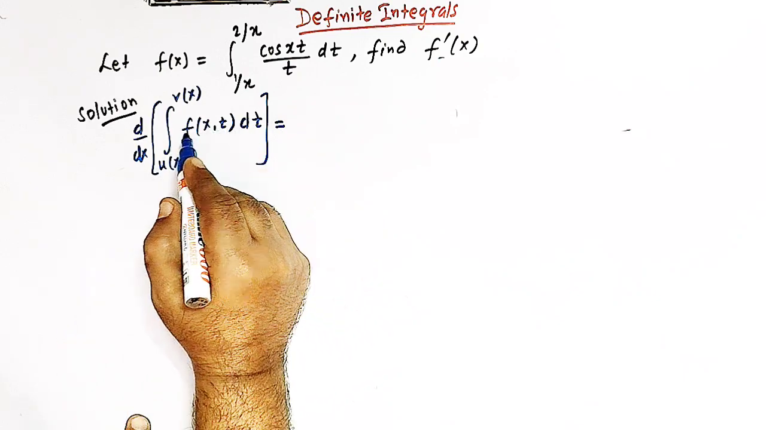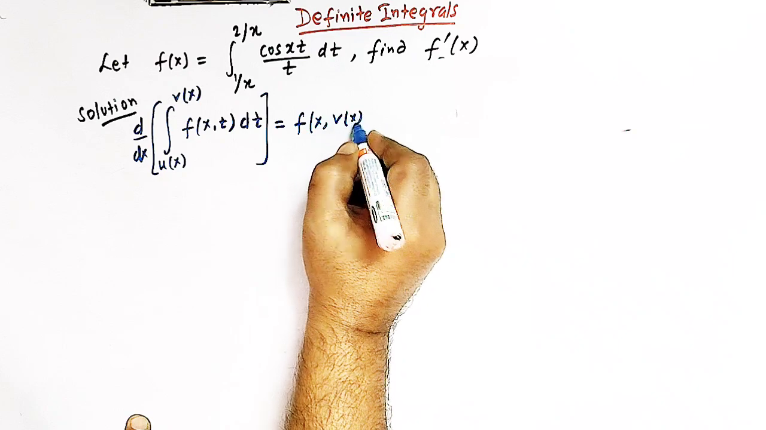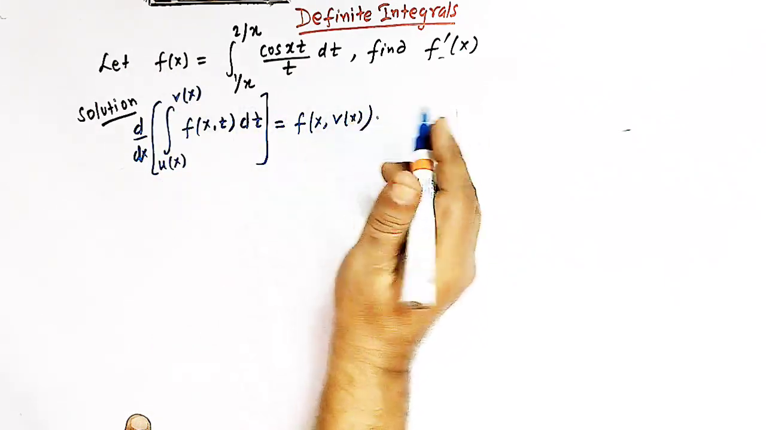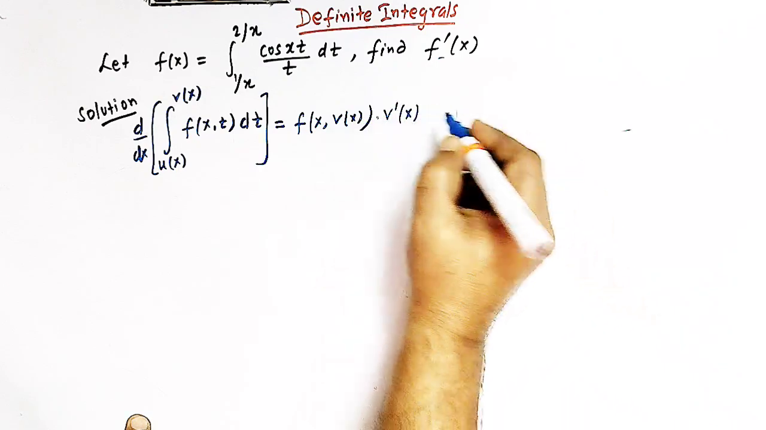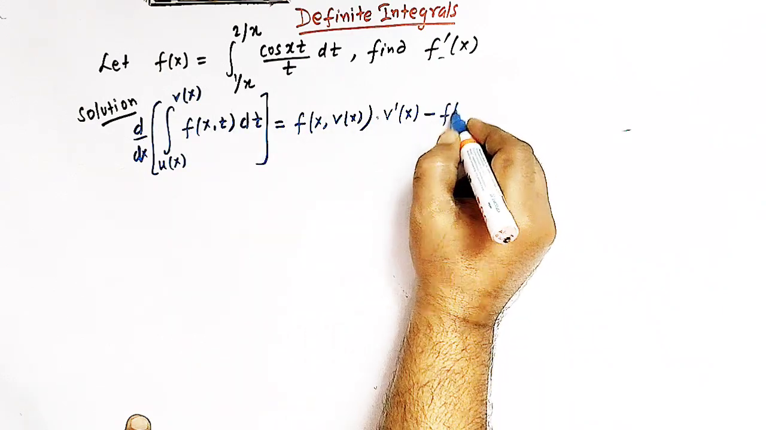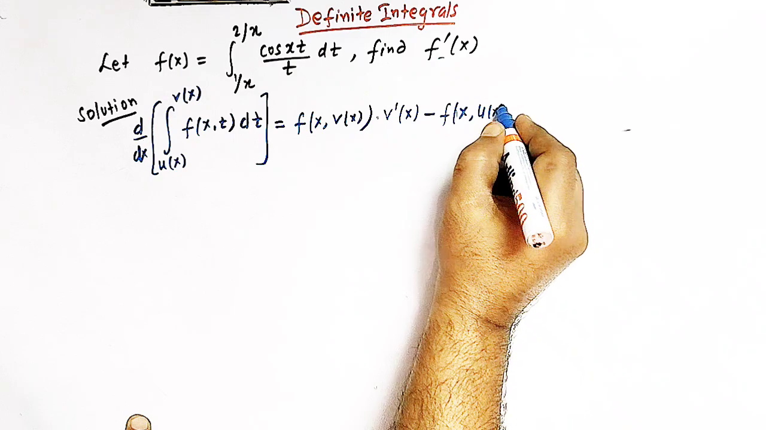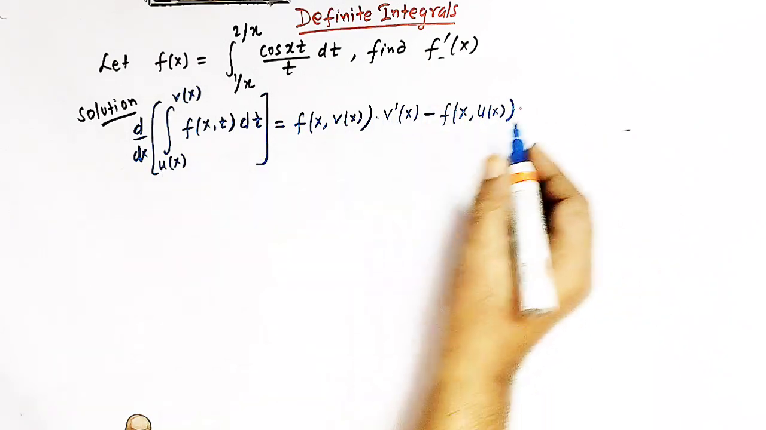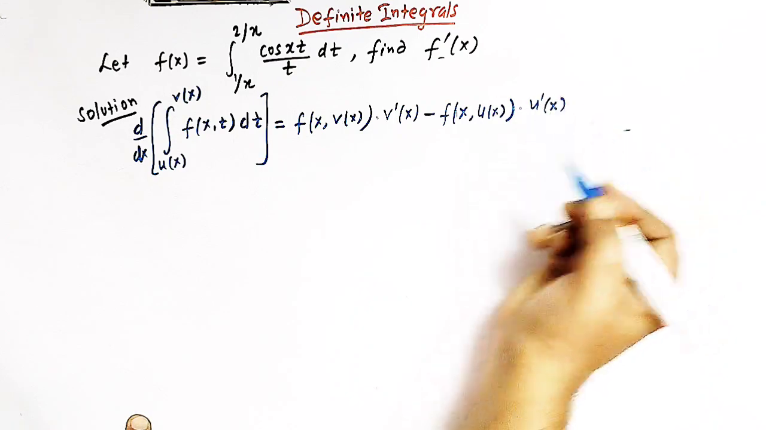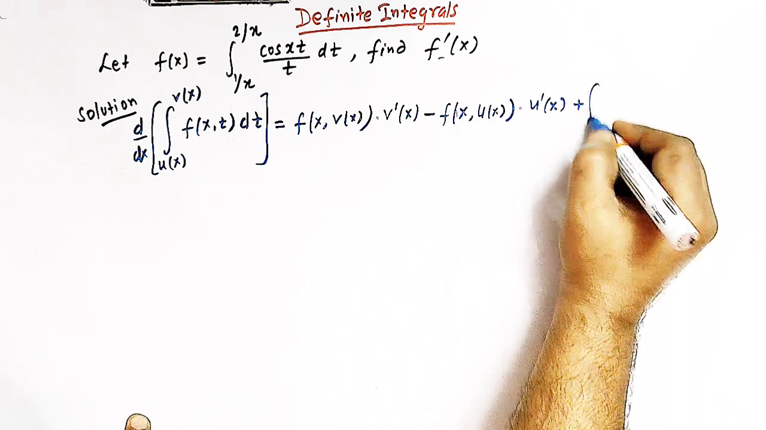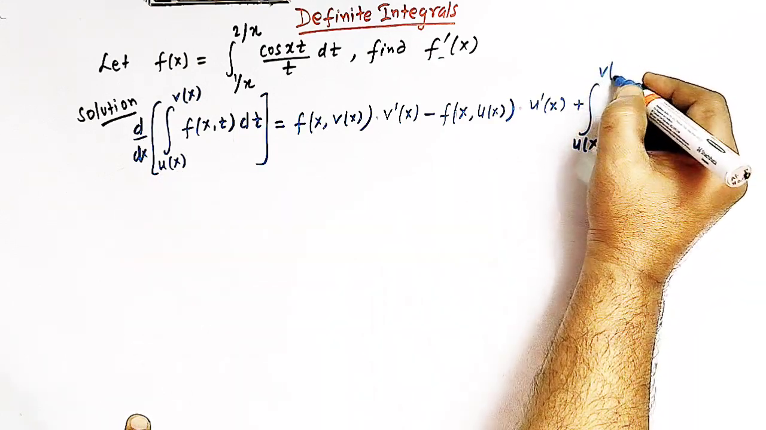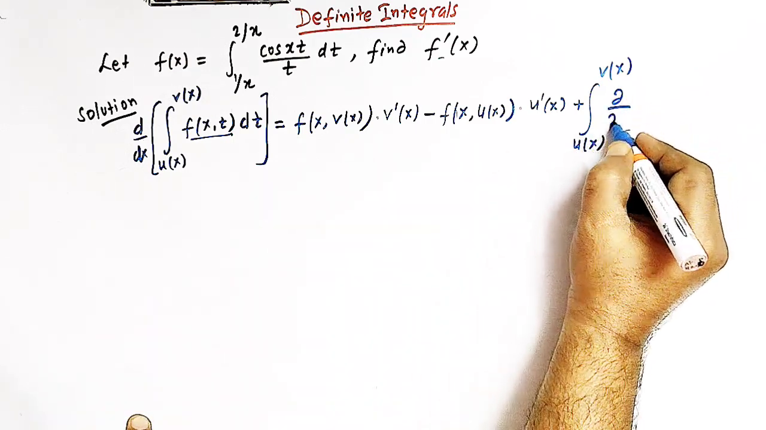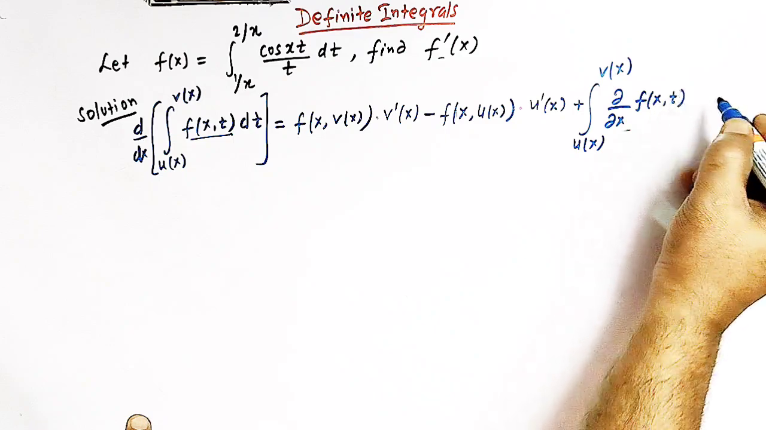says that first we'll write f of x comma v of x, that is, first we'll replace this t by this upper limit v of x, then we multiply this quantity with the derivative of v of x, that is v prime of x, then we take a negative sign, and then we write f of x comma u of x, that is, this time we'll replace this t by the lower limit, u of x, and then we'll multiply this quantity with the derivative of u of x, that is u prime of x, and then here we'll write a positive sign, and the integral from u of x to v of x, and we take the partial derivative of this function with respect to x, that is, we'll write del by del x of f of x comma t, dt.